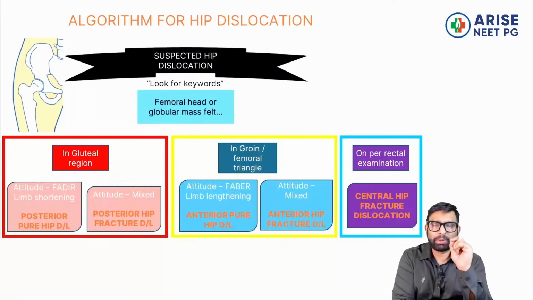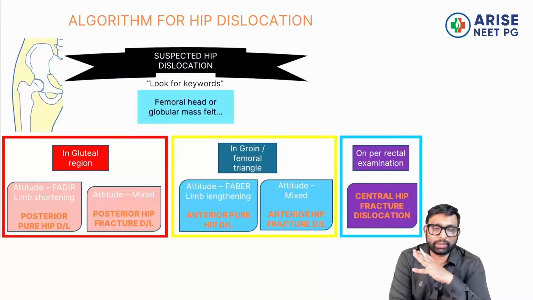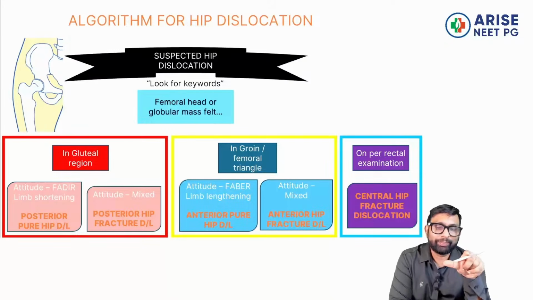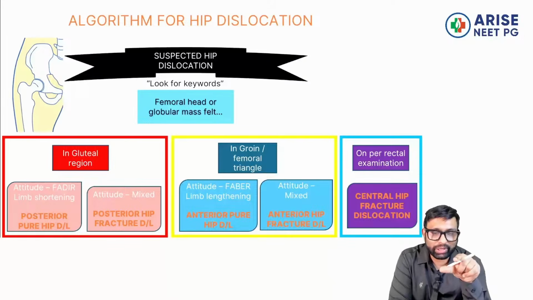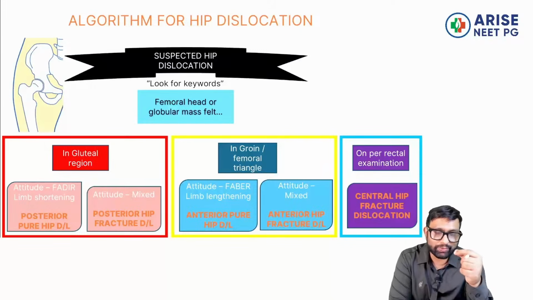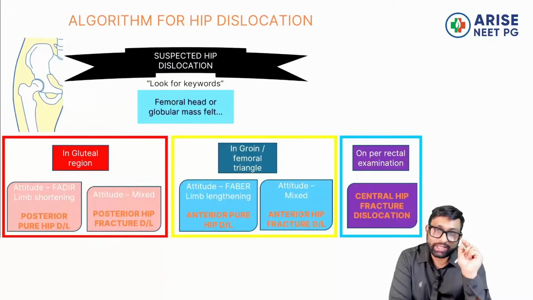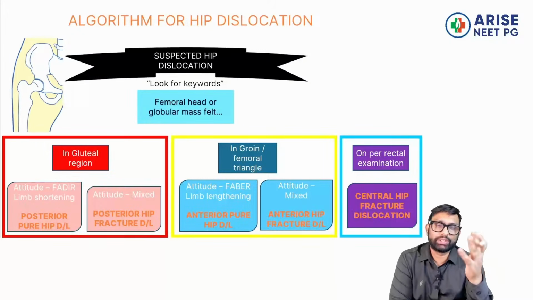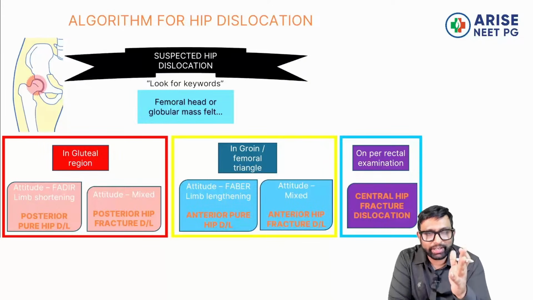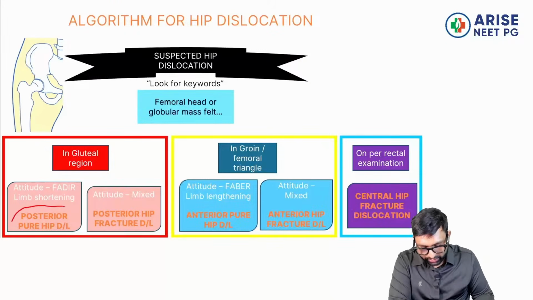So the algorithm to remember hip dislocations, even if they ask you a complex fracture dislocation question also, this part of the algorithm will help you. So what you do first is see where the femoral head is felt. If they tell that in the patient femoral head is felt in the gluteal region, that means it is a posterior dislocation. If the femoral head is felt in the groin or femoral triangle, that means that the dislocation is anterior. If it is felt per rectal, then that is a central fracture dislocation. That is different. Now, if the head is felt in the gluteal region and you have this classical attitude of flexion, adduction, internal rotation, then it is pure hip dislocation posteriorly.